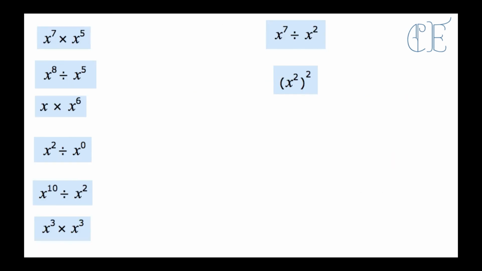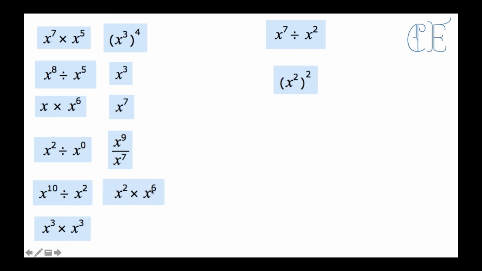Okay, so here are your answers. We have x to the power of 7 times x to the power of 5. Well, 7 add 5 makes 12, and this one also, 3 times 4 makes 12, so they are a little bit harder. This one's straightforward, x to the power of 3, 8 take away 5. This one is a times, so we add 6 plus 1, 7. Then 2 take away nothing gives us x to the power of 2, and 9 take away 7 gives us x to the power of 2. 10 minus 2 gives us 8, and 6 plus 2 gives us 8.